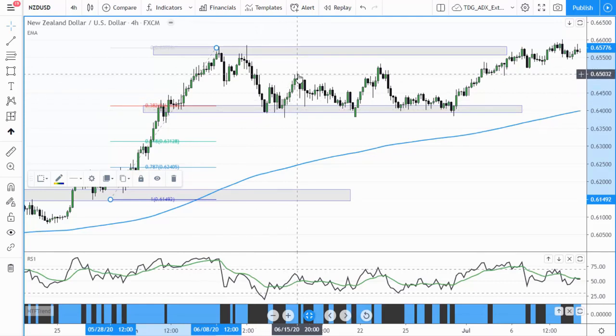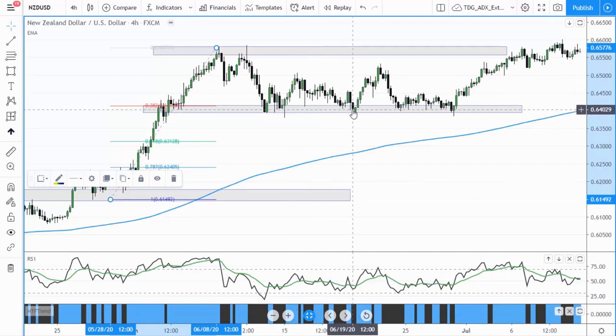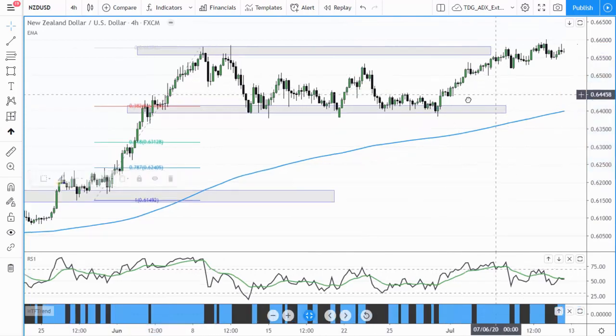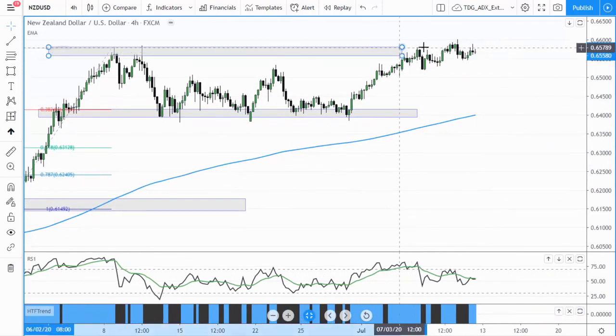Get your 40 to 60 pips. Pulls back, add your scalper back in, 40 to 60 pips. Pulls back, add your scalper back in, 40 to 60 pips. And then finally we pop back up here.